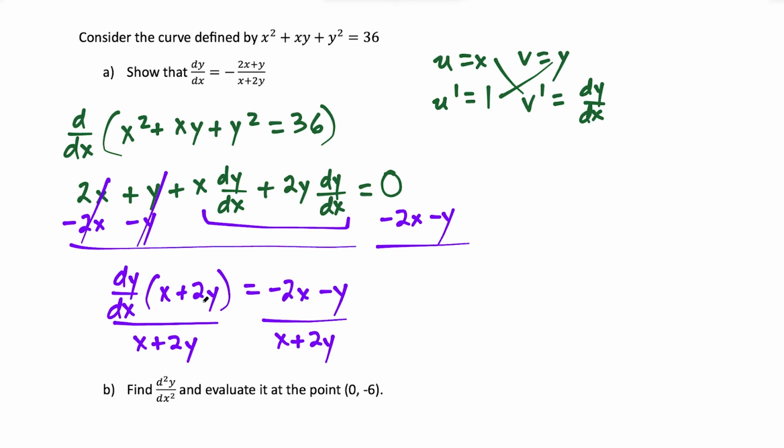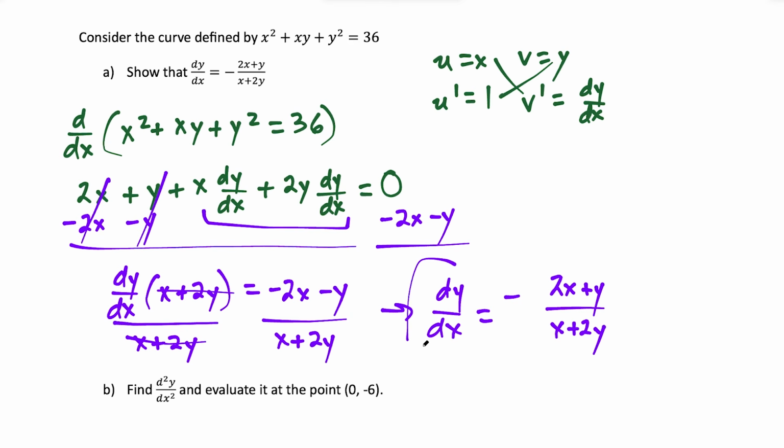And now if you look here at the answer that we started with, we're showing that dy dx is equal to this expression here. And notice that we have these two negative terms on top. So what we could do is say dy dx is equal to, and now we factor out the negative on top. So we have minus, and then that's going to change the two terms to 2x plus y. And now this is over x plus 2y. So this is the solution for part A.